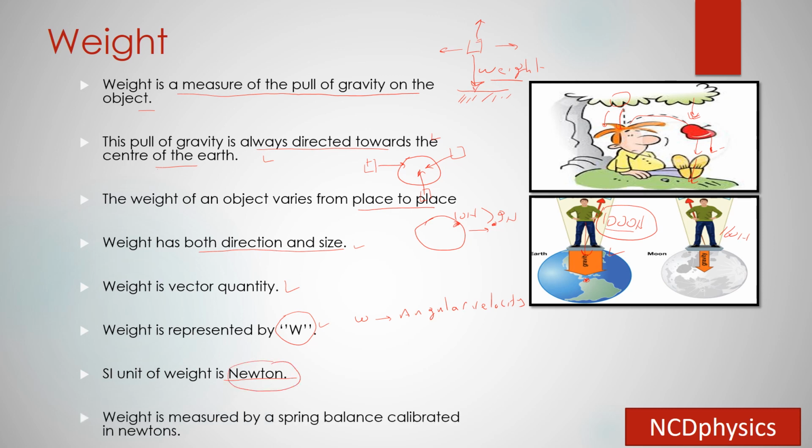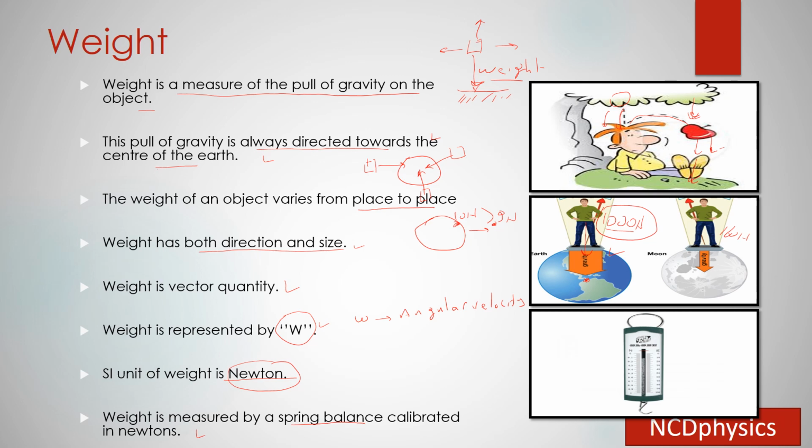Okay, the SI unit of weight is Newton. Why? Because it is a force, and weight is measured by a spring balance calibrated in Newton. So you see this is a spring balance. Okay, so on this side we have the mass of the objects, and here we have the weight of the object. So this scale is calibrated in Newton and this scale is calibrated in mass. So weight is measured by the spring balance.